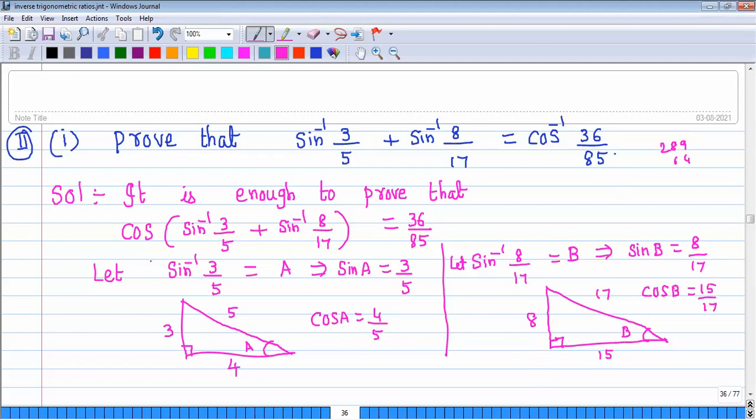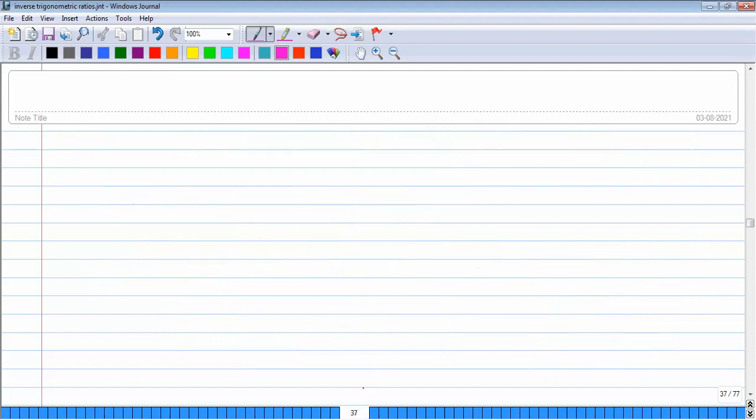Now you come to the left hand side. Left hand side is equal to cos of A plus B. What is the formula for cos of A plus B? Cos A cos B minus sin A sin B.